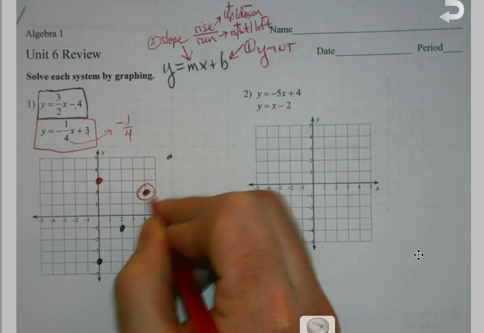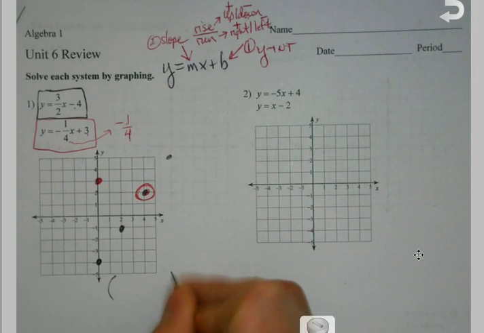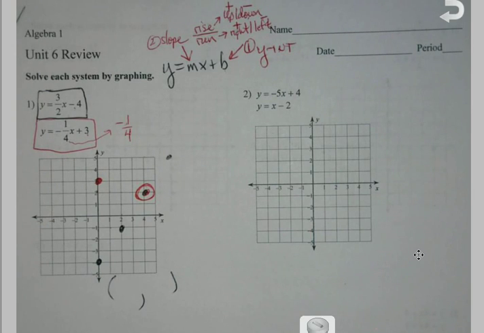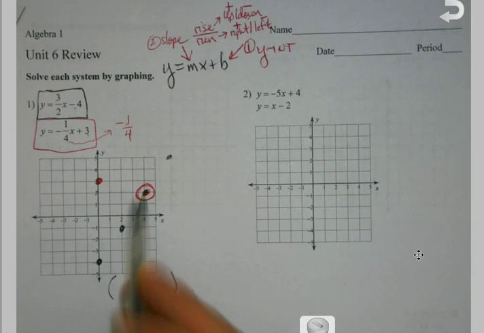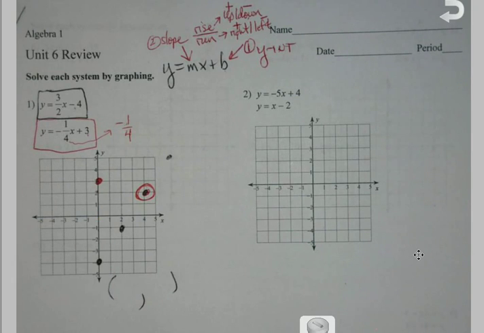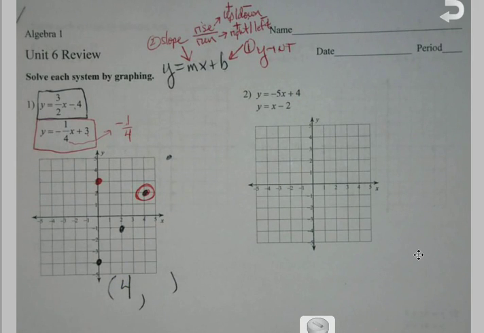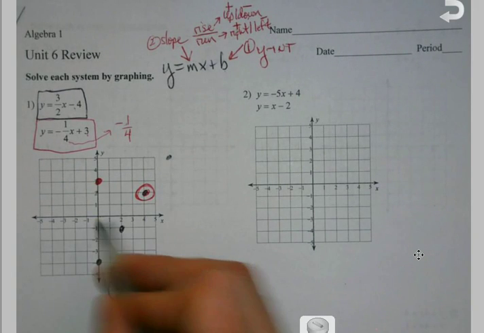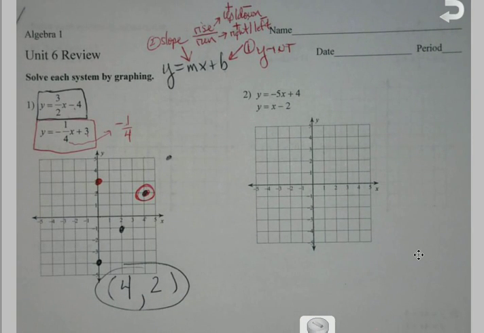So I notice right here, there's my point where they cross. So what's the value of that point so I can put my answer down? What are the coordinates of the point right there? How many do I go over, and then how many do I go up? Okay, so we go over to the right 4. So that's my x value, because I did that on the x-axis. And then I went up 2. And you need to be able to tell me what that point is, because otherwise, well, there's no use in this, because it's the numbers of the point that I'm actually looking for as an answer.